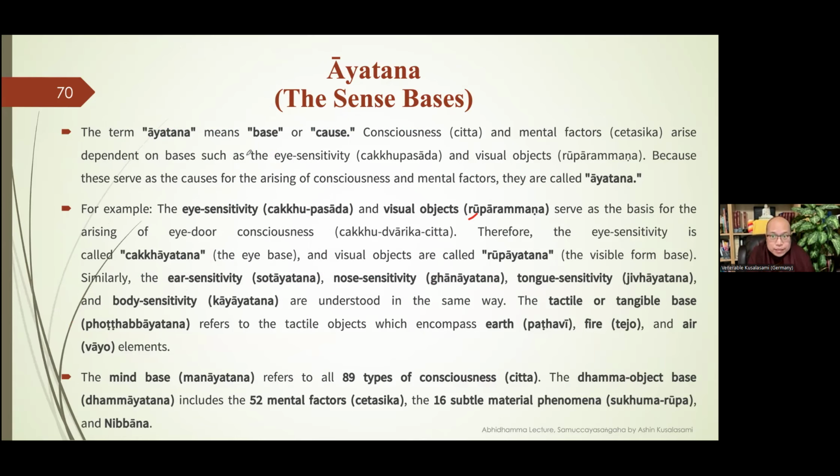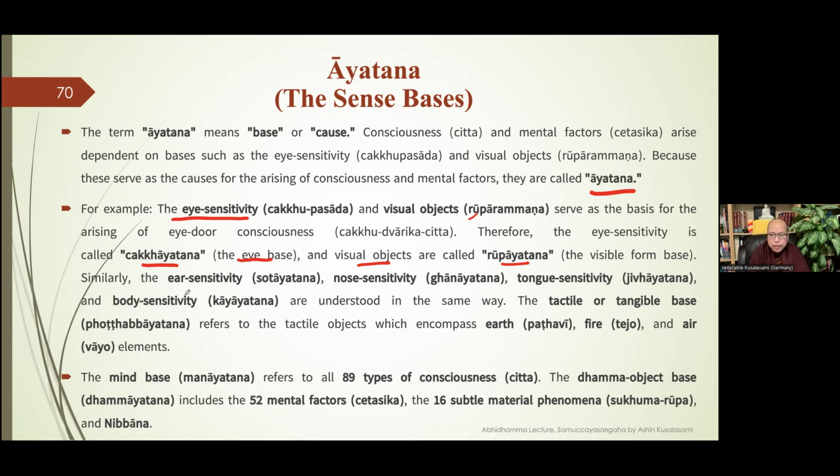Āyatana means the sense basis. The term āyatana means the base or cause: consciousness, citta, and mental factors arise dependent on bases such as the eye sensitivity, cakkhu pasāda, and visual objects, rūpārammaṇa. Because these are causes for the arising of consciousness and mental factors, they are called āyatana. For example, the eye sensitivity and visual objects serve as the basis for the arising of eye-door consciousness. Therefore the eye sensitivity is called cakkhāyatana, and the visual objects are called rūpāyatana. Similarly, the rest are the same.